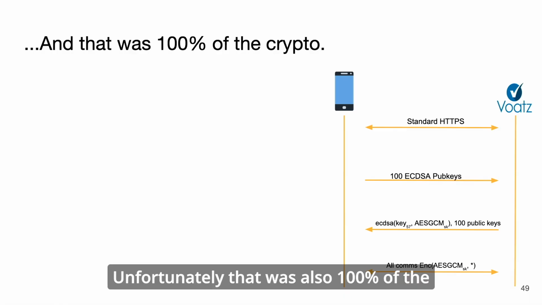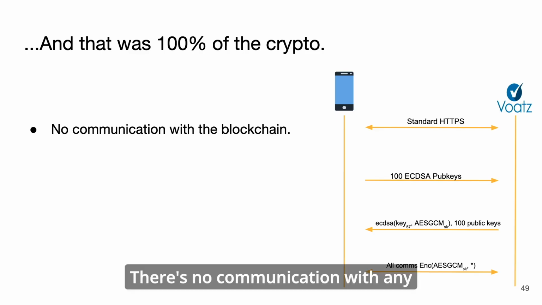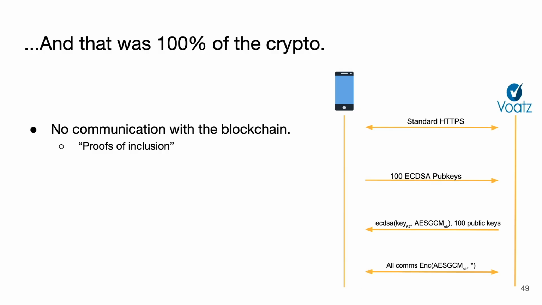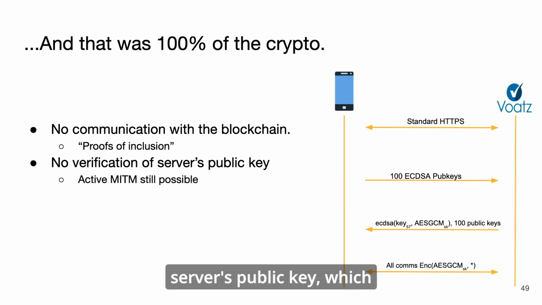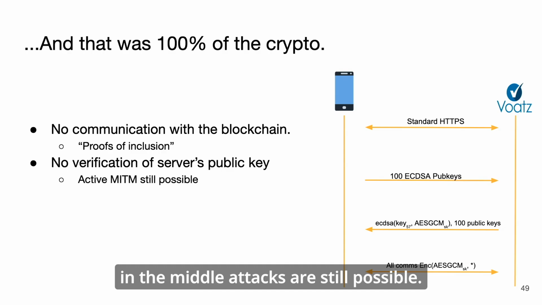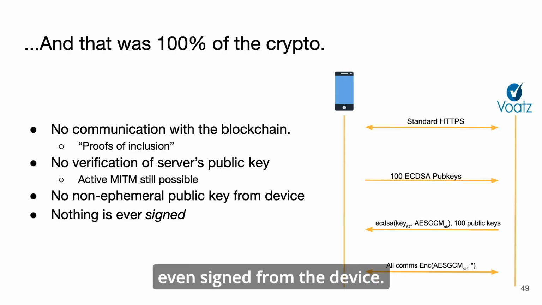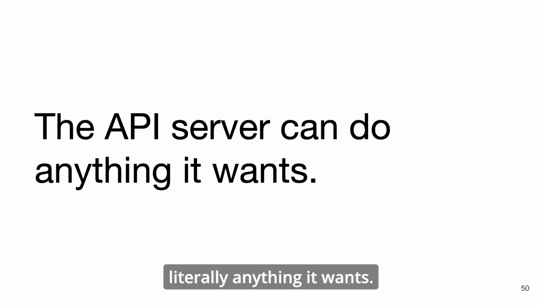Unfortunately, that was also 100% of the cryptography involved. There's no communication with any blockchain that we see. You might expect a proof that something ended up in a blockchain if you were the device. This never happened. In fact, there's no verification of the server's public key, which would mean that active man-in-the-middle attacks are still possible. There's no non-ephemeral public key actually sent from the device. In fact, nothing's ever even signed from the device. This is all ephemeral, which means that the API server can do literally anything it wants.